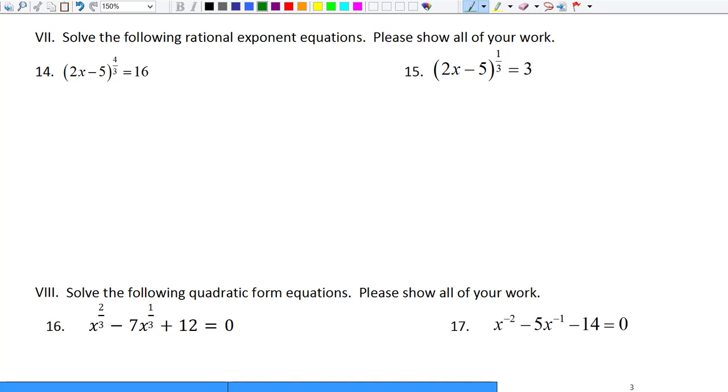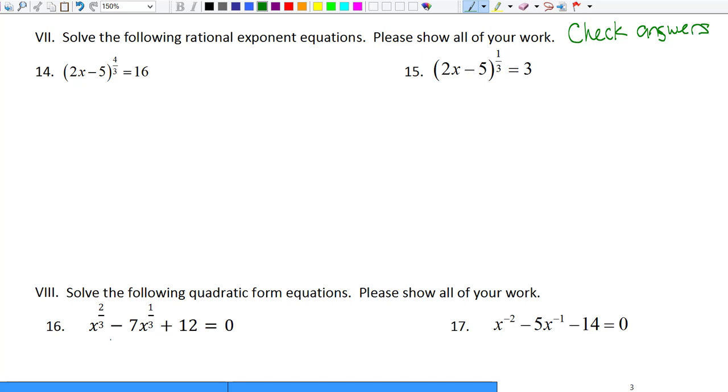So for this next section, it says to solve the following rational exponent equations and to show your work. Anytime you have a fraction in the exponent, or a rational exponent, you need to check your work. That means on both 14 and 15, we have 4/3 and 1/3 in the exponent, so we have to check our work here. Check our answers. It's not that I don't believe that you did it correctly, but inherent in the process, you sometimes get an extra answer.